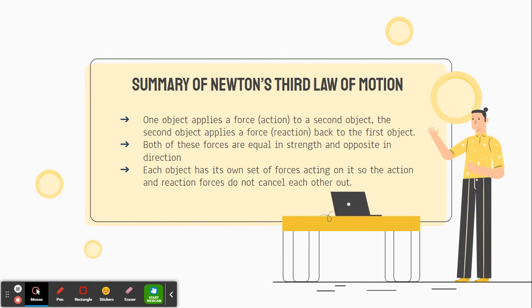In conclusion, we now understand that based on Newton's third law of motion, when one object applies an action force to a second object, the second object applies a reaction force back onto the first object. Both of these forces are equal in magnitude but opposite in direction. In addition, we now know that each object has a set force acting on it, so the action and reaction forces do not cancel each other out, but rather they exist in pairs as action and reaction.